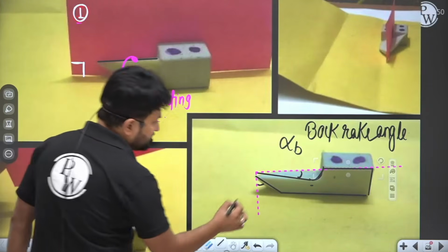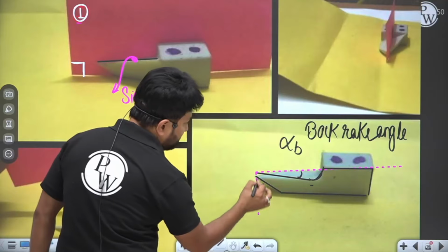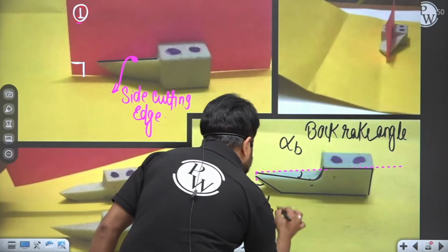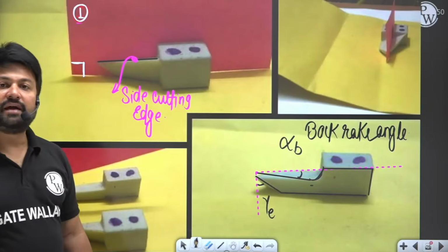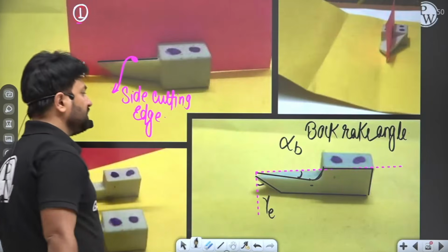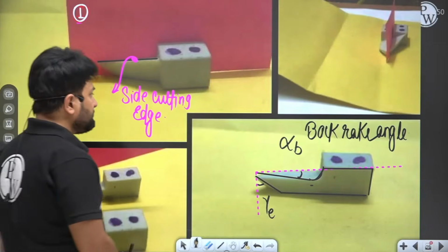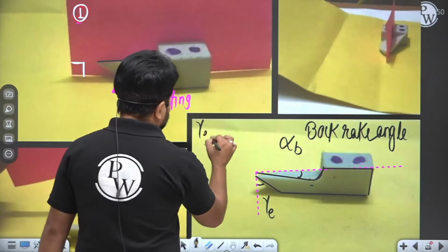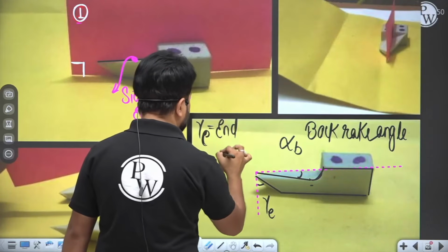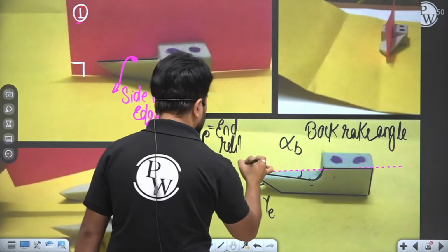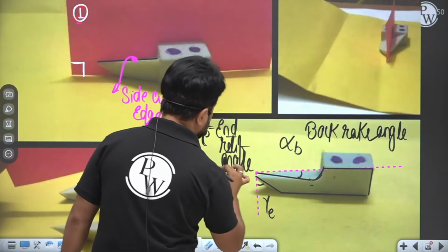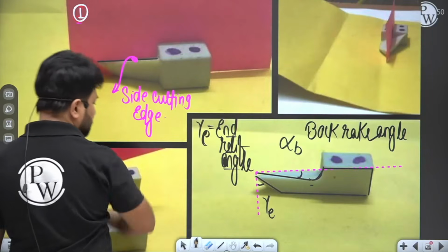Now, if you see the inclination of the end flank from this vertical line, this will be the end clearance angle, okay? End clearance angle or end relief angle, right? End relief angle. So I hope this plane number 1 is clear.